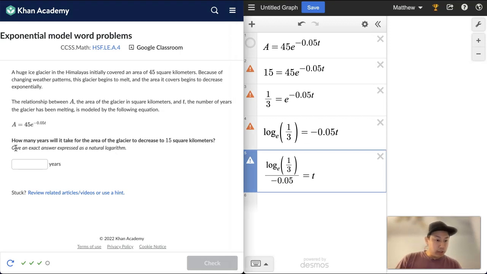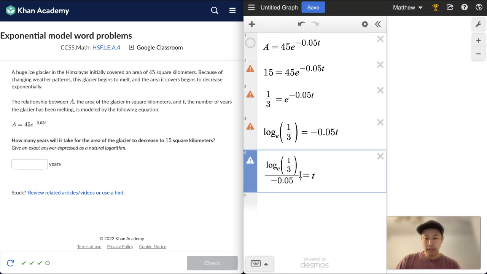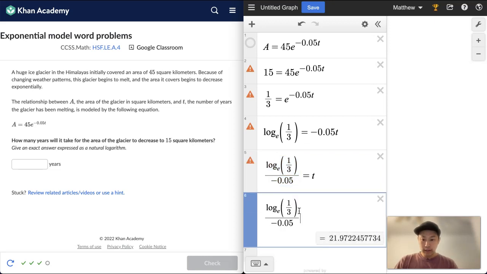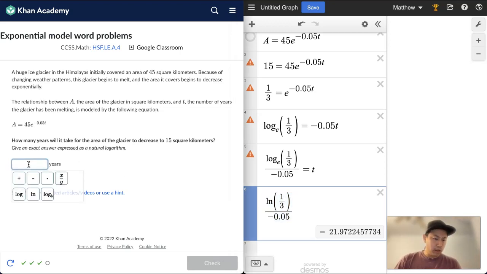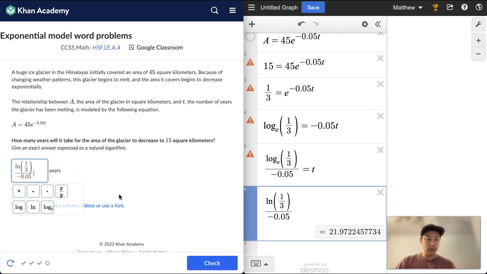Let's go back to the directions. Make sure you read these carefully. Give an exact answer. Express this as a natural logarithm. So they just want this. I'm going to now change the log base e to an ln. If you have a base e, it's the same thing as saying natural log. So this is what we want. Khan Academy might accept log base e, but let's just not try it. We'll just type in the natural log like this. Log base e, same thing as natural log, so we should be good. There you go.